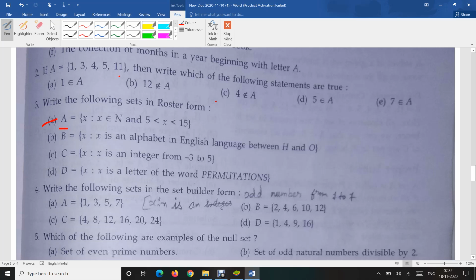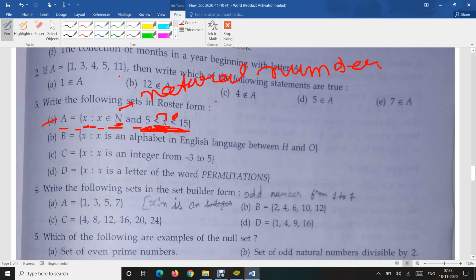The first part is saying A is equal to the set of all x such that x belongs to natural numbers. Here capital N denotes natural numbers. And x is greater than 5 but less than 15. That means x lies between 5 and 15. So it is clear from here that x is greater than 5 and x is less than 15. This is the sign of less than, and it is open towards the x. That means x is greater than 5.